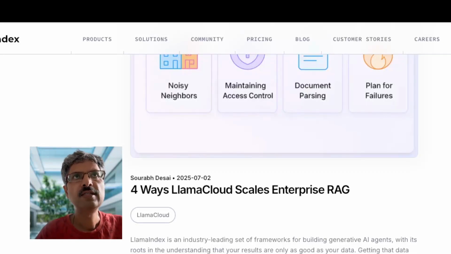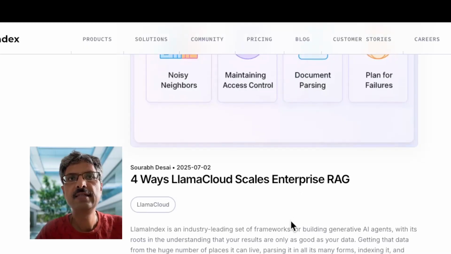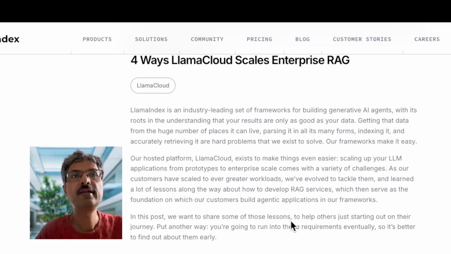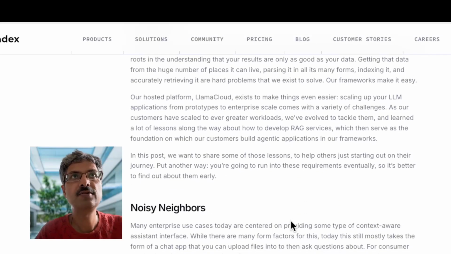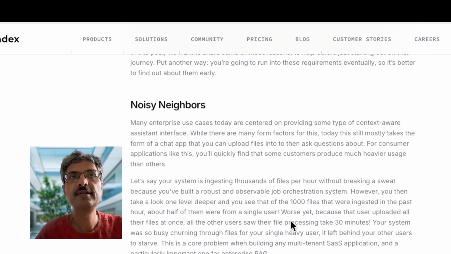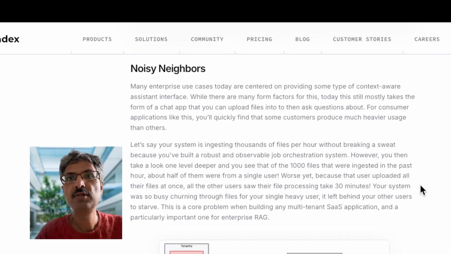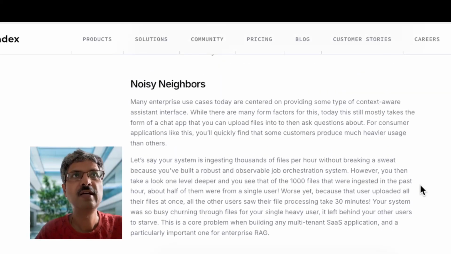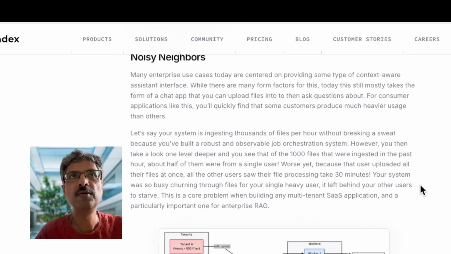Four system issues that you might face when doing RAG at scale. This is different from ensuring the correctness of the documents, the context, or the final result. These are system issues that happen when you scale any such workflow.